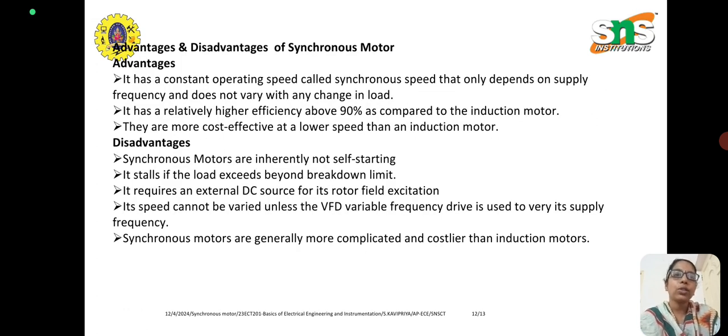Advantages and drawbacks of the synchronous motor. The advantage is that it provides a constant operating speed. It has high efficiency and it is cost effective. The drawbacks are that it is not self-starting and it stalls if load exceeds the breakdown limit. It requires an external DC source for its rotor field excitation. Its speed cannot be varied unless a VFD is used. Synchronous motors are generally more complicated and costlier than induction motors.